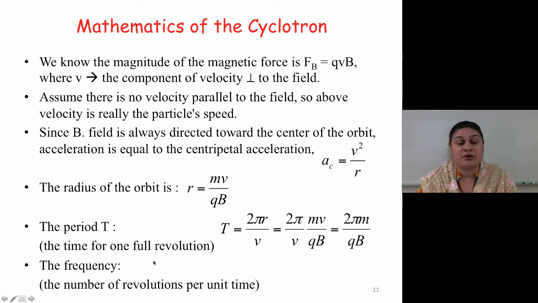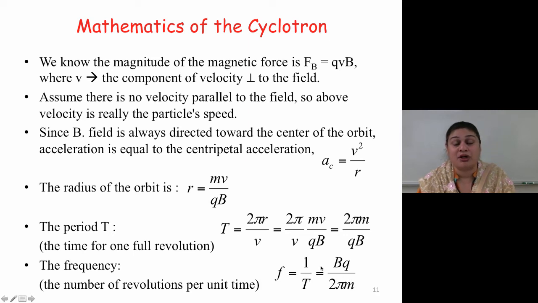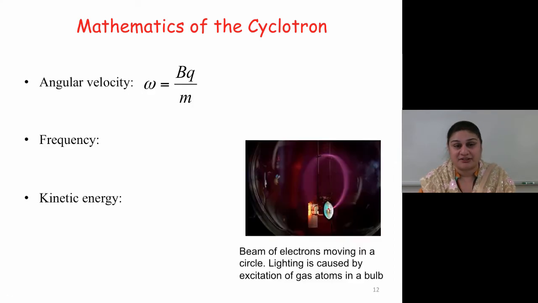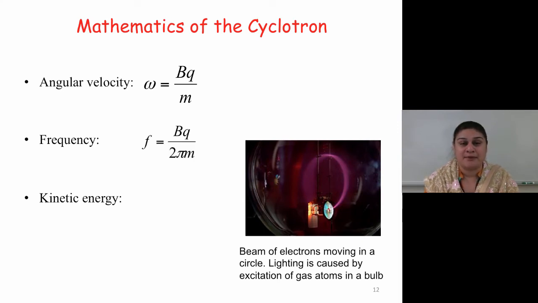The frequency, which is the number of revolutions per unit time, is given as 1 over T, or Bq over 2 pi m. Again, all of these terms are fundamental. B is external, q is the charge, and m is the mass of the particle itself. It has nothing to do with the radius or the velocity of the particle. So angular velocity is going to be given by Bq over m, frequency by Bq over 2 pi m, and kinetic energy by 1/2 mv squared, or q squared B squared r squared over 2m.